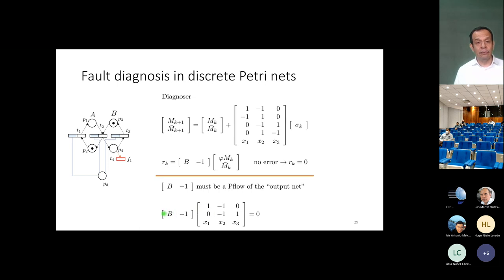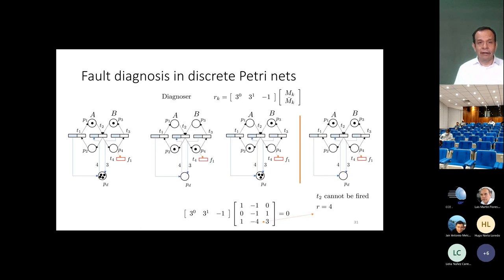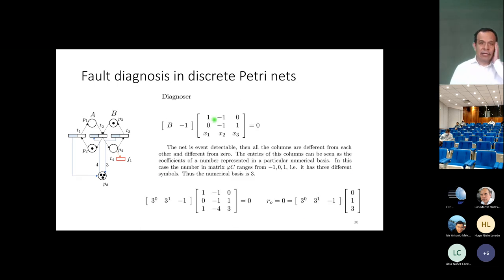Here I have one equation with two variables, b and x. But as you remember, this net is event detectable. So all these columns are different from each other. So I can consider that these numbers belong to a particular coding. I can make different numbers that are coded in a particular basis. In this case, I have three different symbols, so I would choose three. And this is the basis for the codification of the number. So using this, I have solved this value. I found our value of b, and now I can compute these other values. These are the other values that I require in order for this multiplication to be equal to zero.